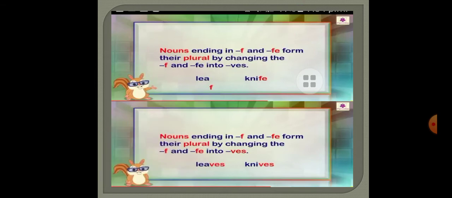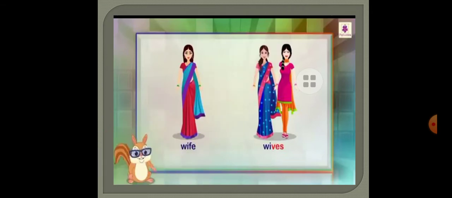Okay. Now the next rule is nouns ending in f and fe. When we make the plural of these nouns, we change f and fe to ves. We have to replace the f and fe and add ves. Nouns ending in f and fe form their plural by changing the f and fe into ves, like leaf, we remove the f and add ves. Leaves. Wife, wives.